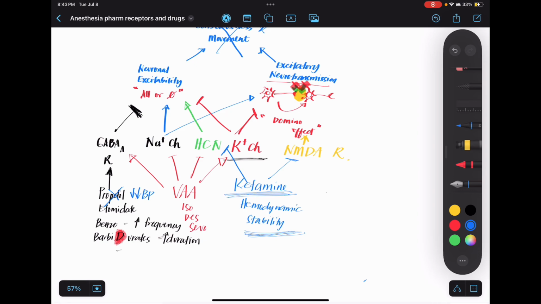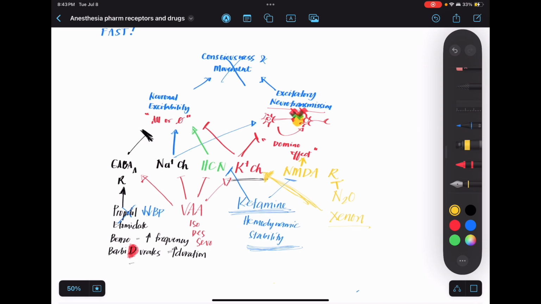Okay, and then NMDA receptors: nitrous oxide and xenon. Xenon theoretically has this effect as well, and it works by inhibiting the NMDA receptor and stimulating potassium channels, because potassium channels are inhibitory. So there you have it. I hope this makes it easier for you to understand the mechanism of actions.